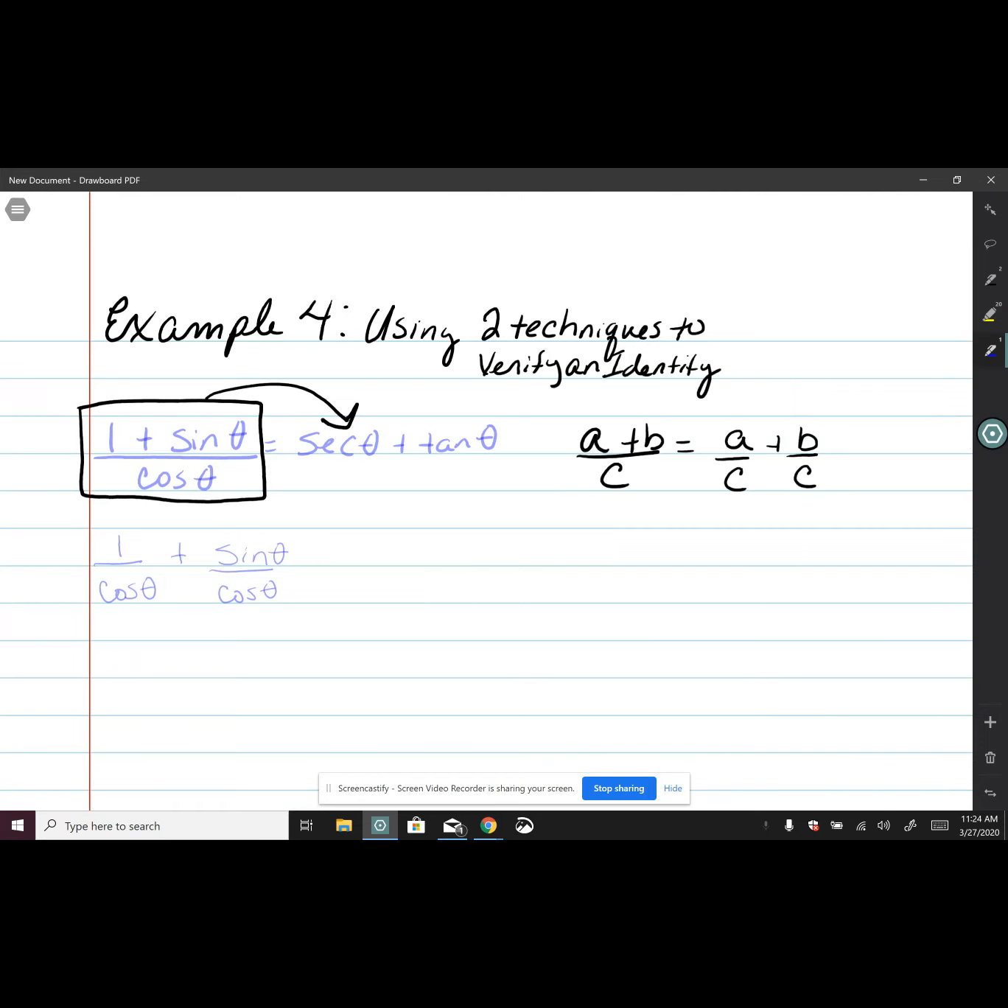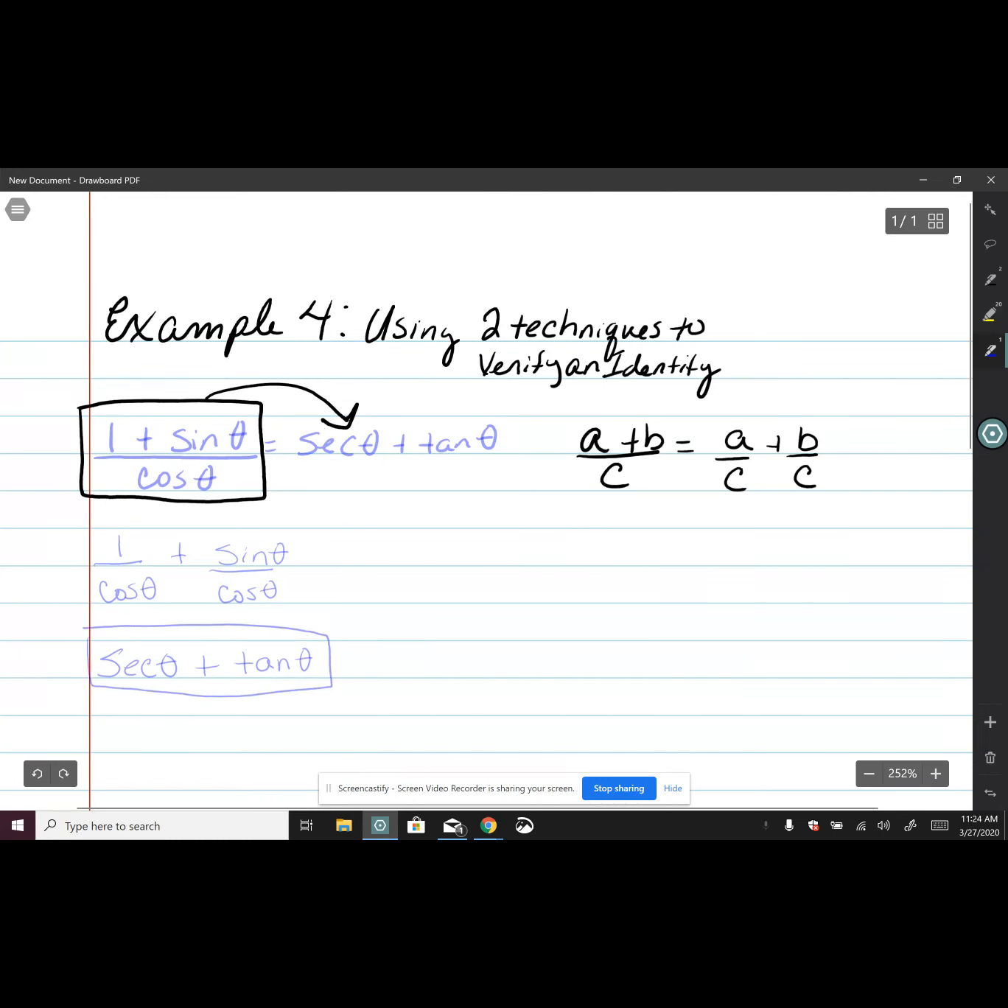Now that we've broken this up, we can say, oh okay, I have a property that says 1 over cosine of theta. Well, what is that? That would be secant of theta. And then I have tangent of theta, and tangent of theta is the same thing as sine theta over cosine theta. So I can say sine theta over cosine theta is tan theta. So there is our first one.